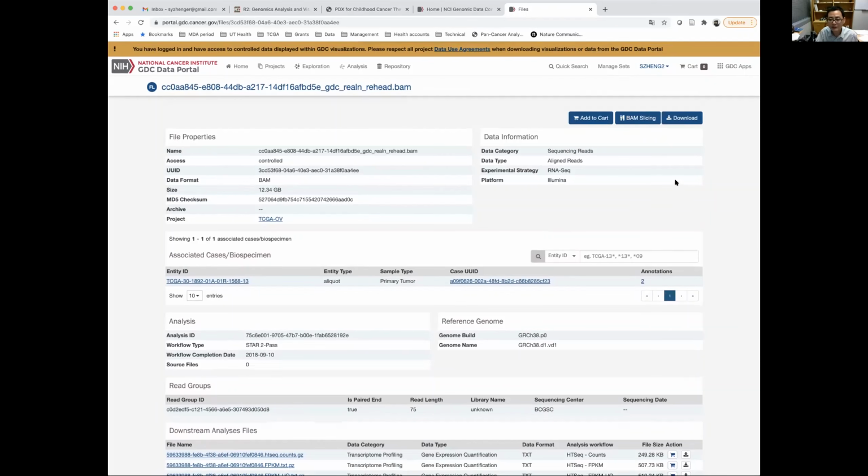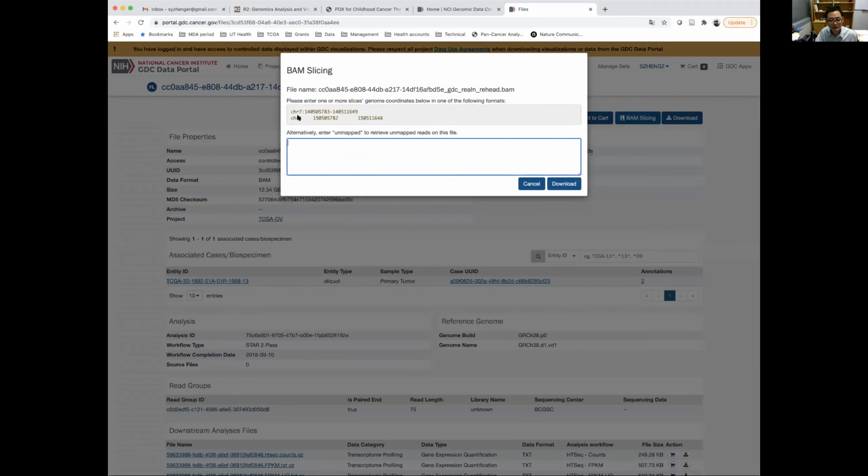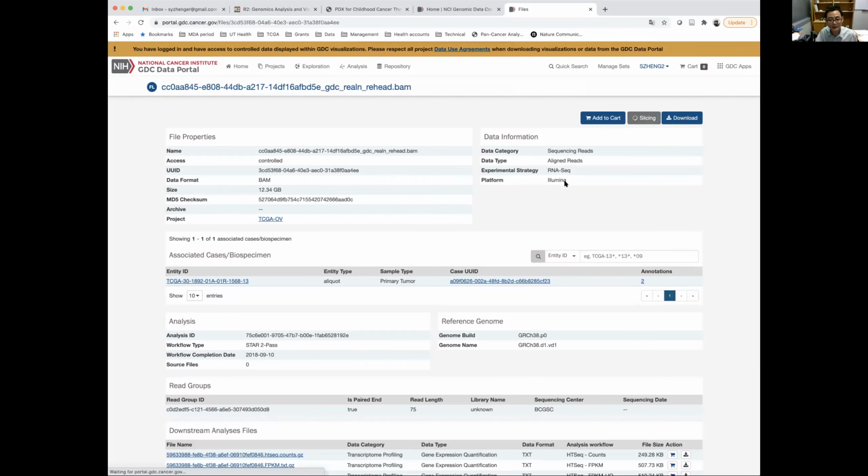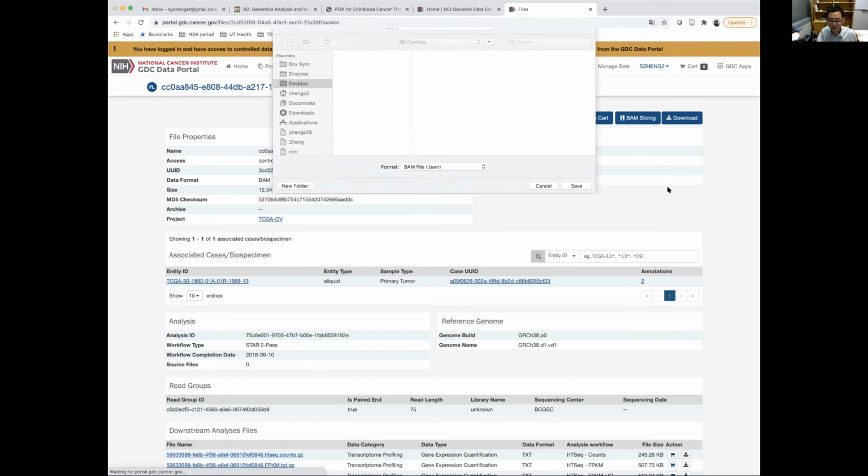But if you don't need the whole BAM, then you can download a slice of the BAM. This is called BAM slicing right here. What BAM slicing does is you give it a region, like here. Let's say I'm only interested in this region, and say this region covers my favorite gene EGFR. Then I can just put this region in here and download, and it will download it. So this is how you can download a slice of the BAM file.